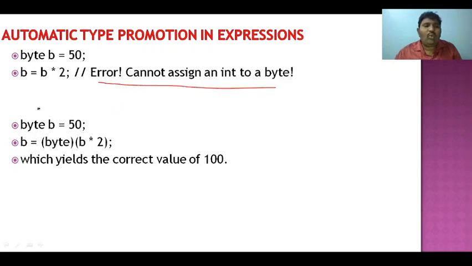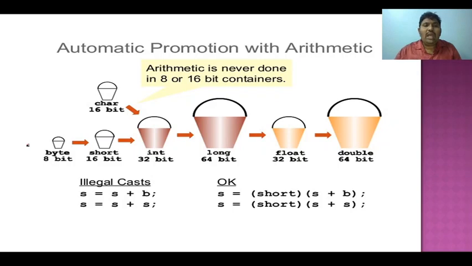To avoid the error, before this b * 2, we need to perform casting, because of the incompatible type. That's why we need to write byte of. Then there is no problem, and the correct value 100 will be stored into the b variable. So this is the next automatic promotion.